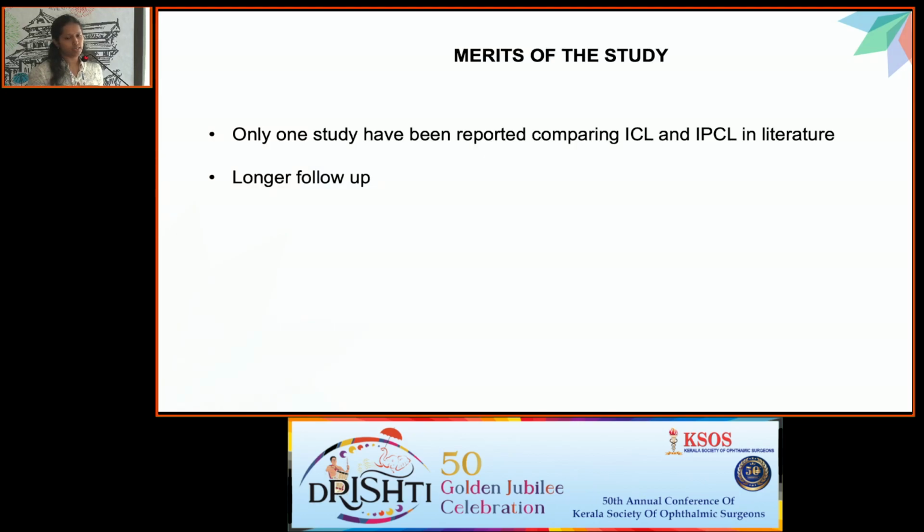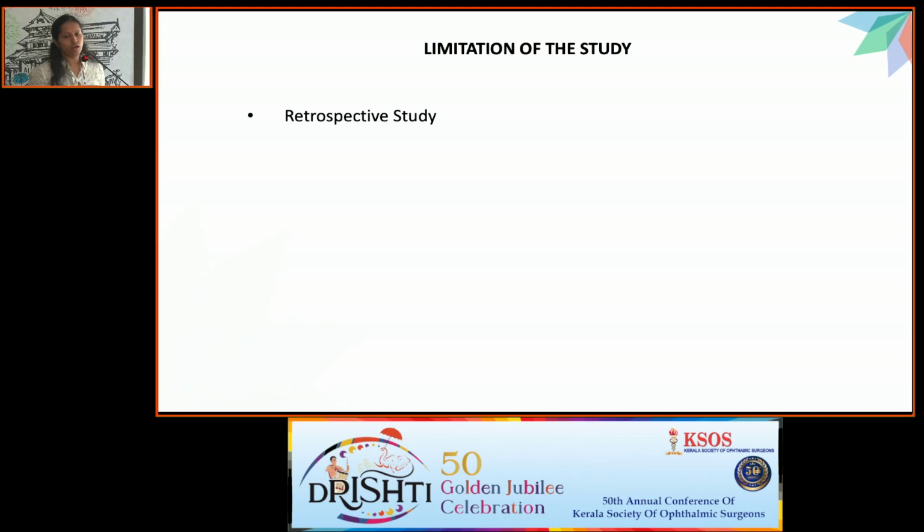And the merit of our study is that only one previous study has been there in the literature which is comparing the ICL and IPCL. And that was for 1 year. So our study has a comparatively higher follow-up. The limitation of the study is its retrospective nature.